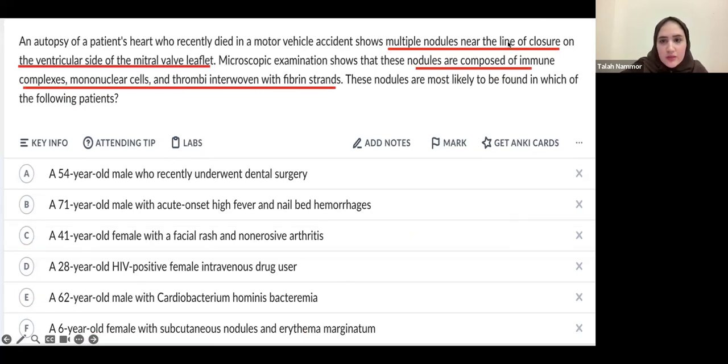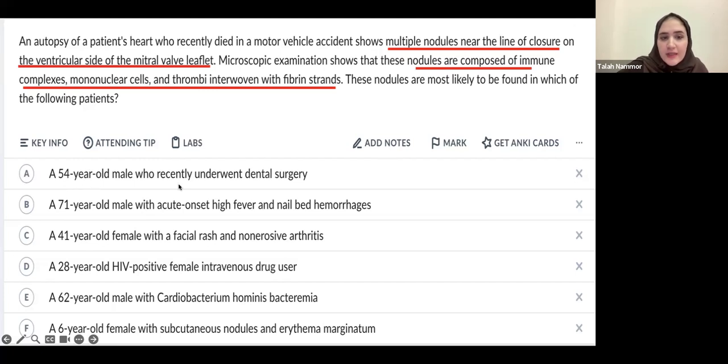First of all, guys, before we go into answering the question, what do you think this is? It's not something that's caused by a bacteria. It's literally immune complex deposits. What is this called? I honestly forgot. Okay, it's fine. So let's read the patients and see which one we think our patient is.